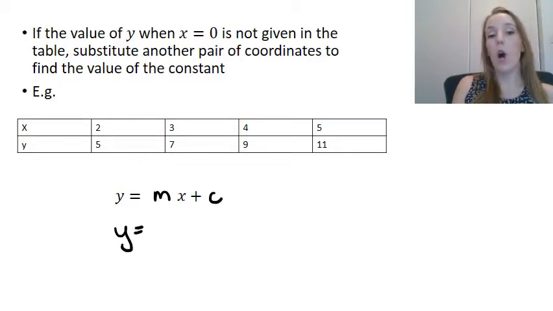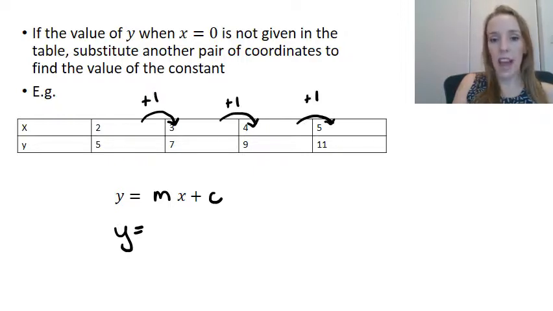So m is the coefficient of x, and that's the increase or decrease in y as x increases by 1. According to our table, x is increasing by 1. To get to the next one, we're always adding 1. So to find m, we need to find the corresponding change in y. So what is y doing?